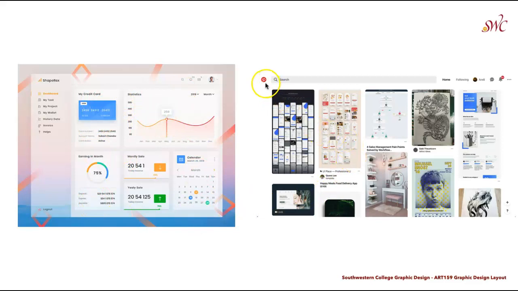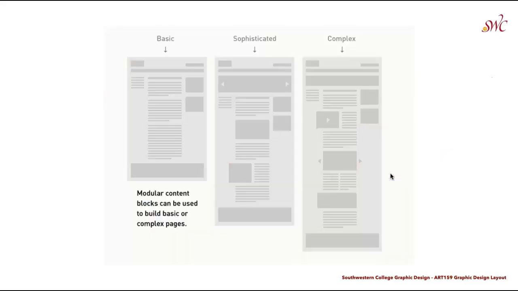Or something like we can see over here on Pinterest, which is a modular grid depending on the size of those particular images. It's still using modularity, but the different heights of these are showing different heights within the different images that you can see.